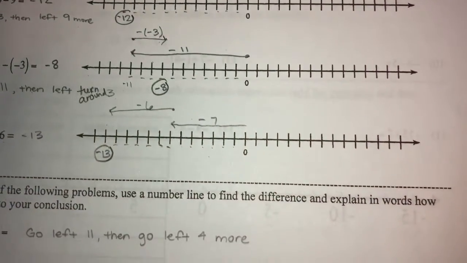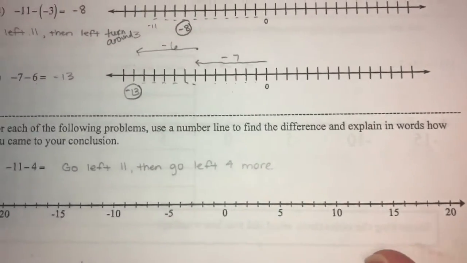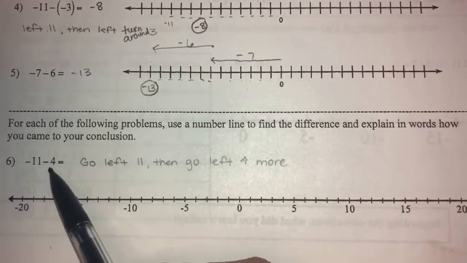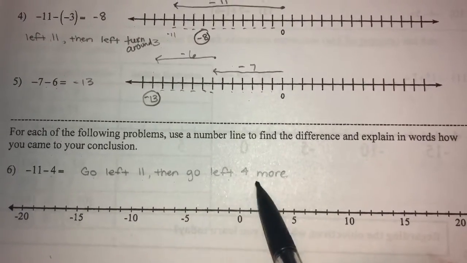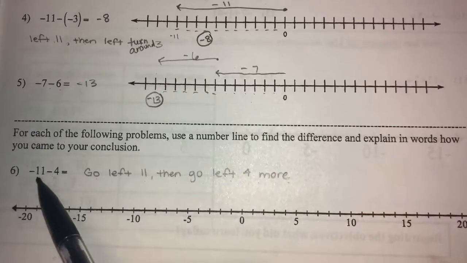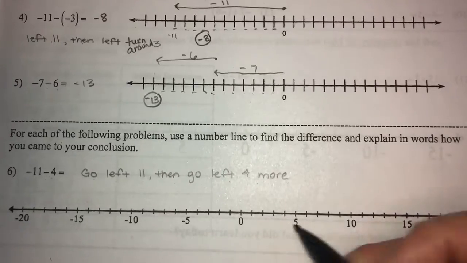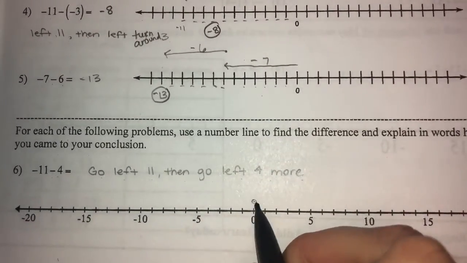For each of the following problems, use a number line to find the difference and explain in words how you came to your conclusion. So in number 6, negative 11 minus 4, remember our words. Go left 11, then go left 4 more. So let's explain. So the negative direction is moving left, so we can explain it that way. And this one's nice because it has more numbers on there. We don't have to count all the tick marks.